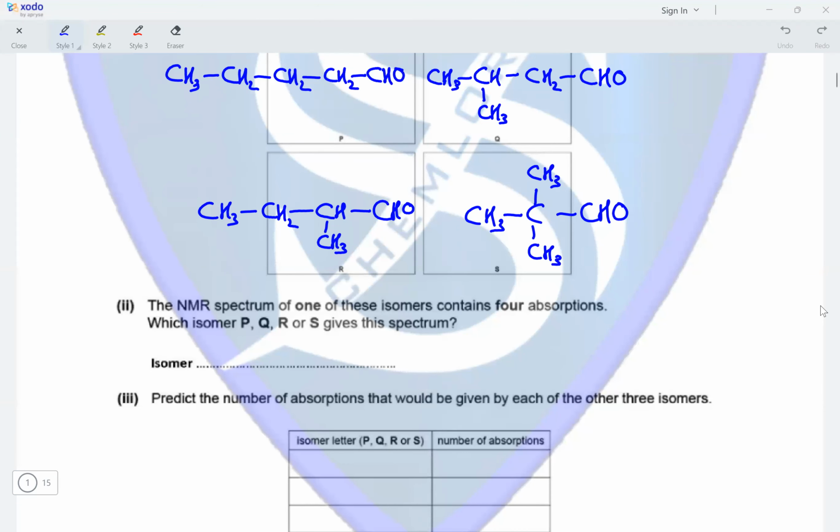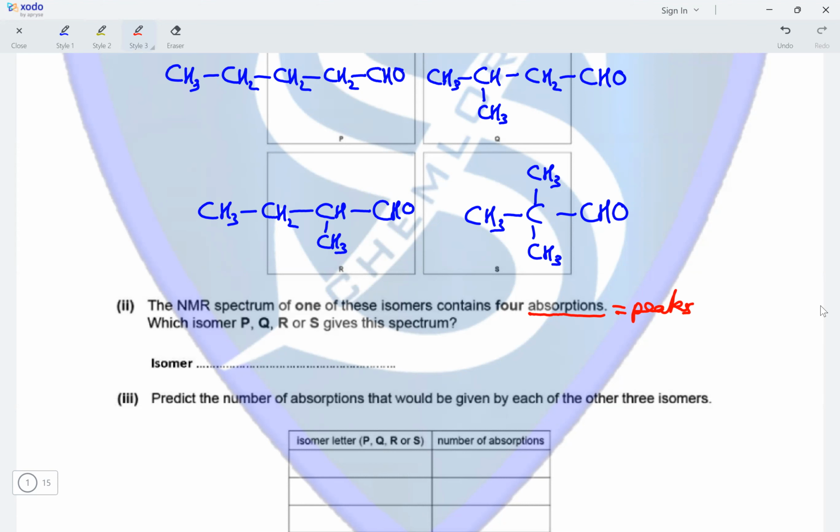Next, the NMR spectrum of one of these isomers contains four absorptions. So absorptions here is what is referred to as peaks. So the number of chemical environments present. So which isomer P, Q, R, or S gives this spectrum? So an isomer with four peaks, that means four environments present.